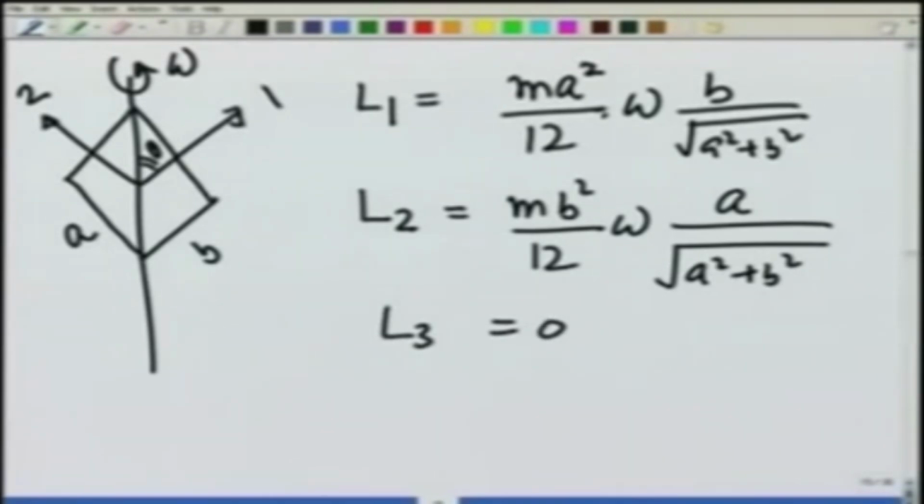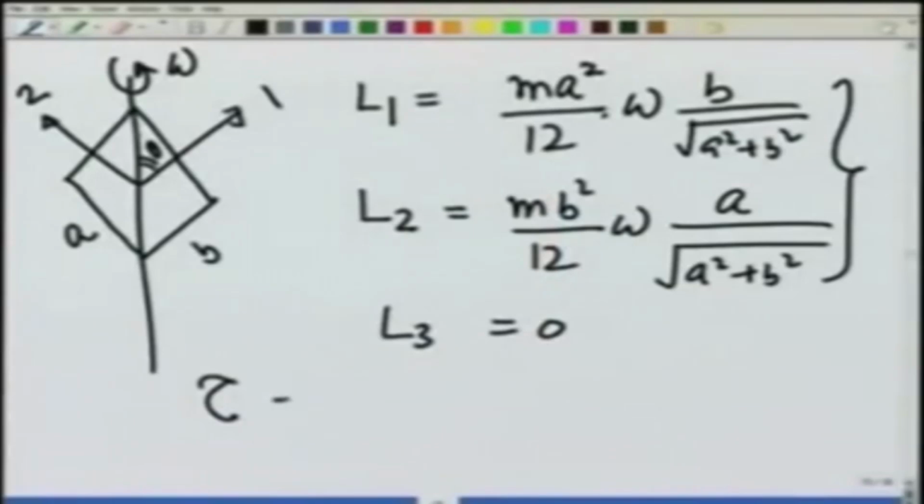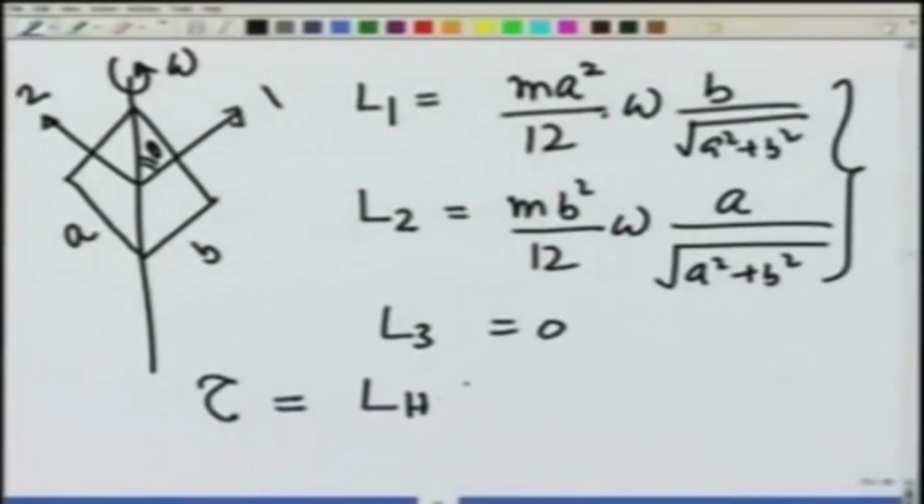So, we have gotten L1, L2 and L3. You can see right away that L is not parallel to omega. How about the torque? To maintain this rotation, the torque would be equal to, we can use different arguments as we used earlier. Right now, let me just use L horizontal times omega. That is, if I calculate the horizontal component and multiply by omega, it is only the horizontal component of L that is rotating, and the vertical component along omega remains unchanged.